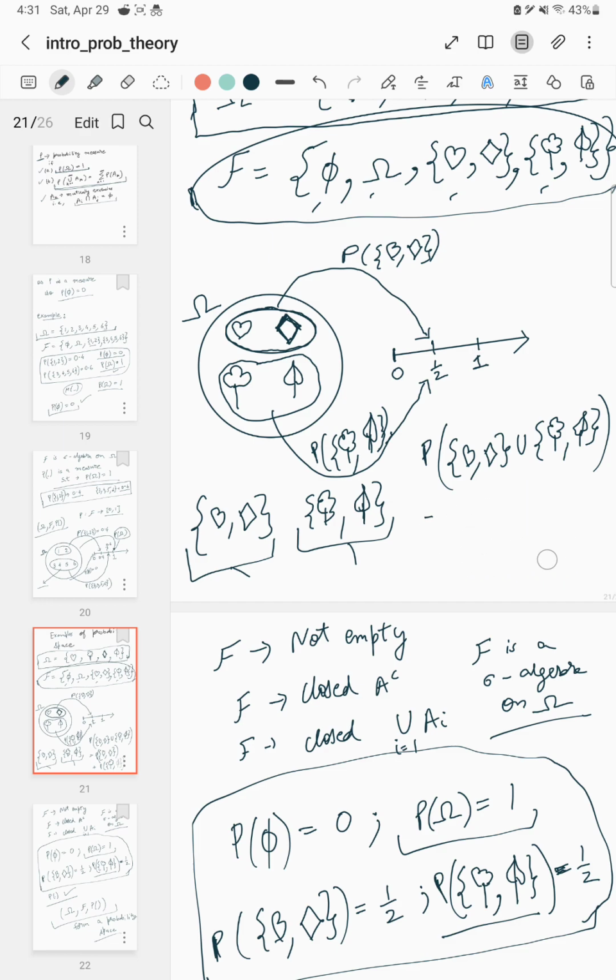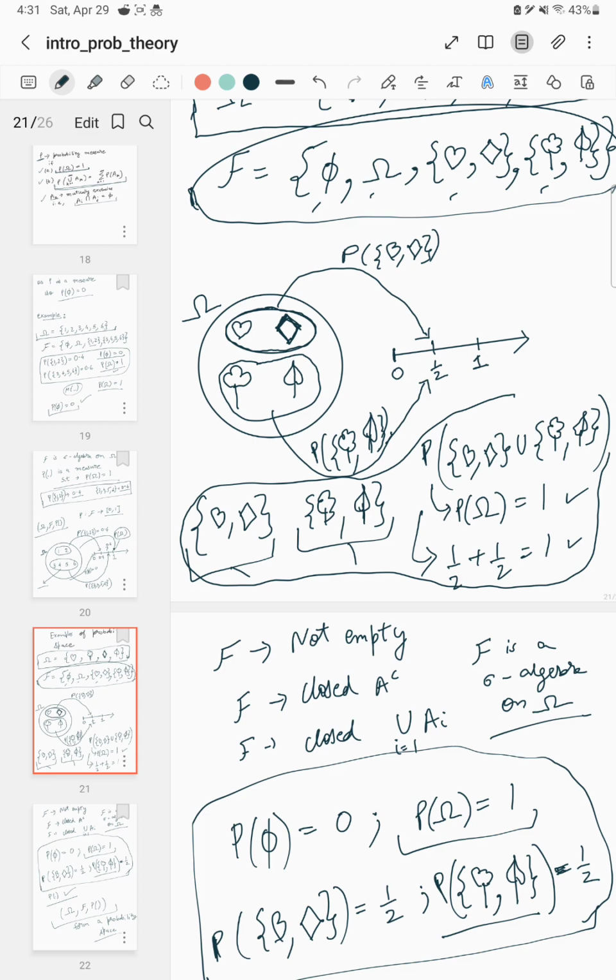We can see that the union is nothing but omega, so P of omega is 1, and the sum of the individual probabilities was half plus half, so this is also equal to 1. This follows the probability property that the probability of the union of all mutually exclusive events is the sum of the individual probabilities.